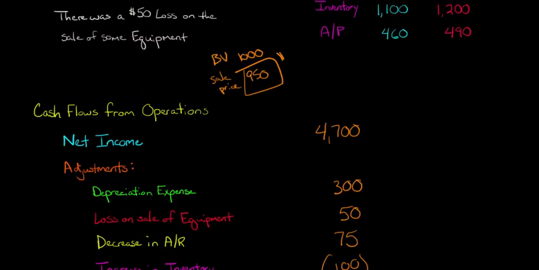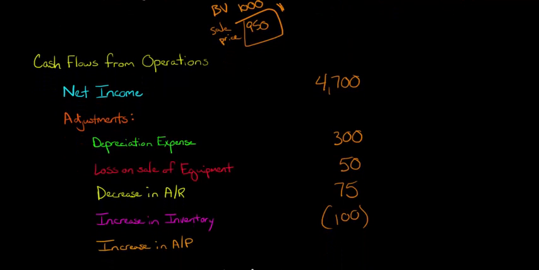So now let's look at our accounts payable. The accounts payable went up $30. So we're going to have an increase, and we're going to have that as a positive number. This is not going to be subtracted. This is going to be added to net income as an adjustment.